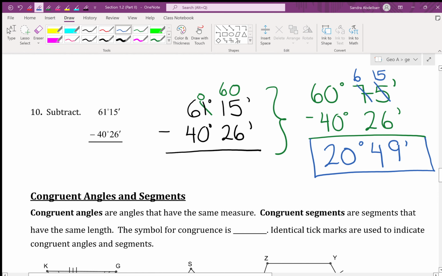Yes? What is it commonly used for? Or is it the apostrophe after the 15? Oh, that represents minutes. That's the markings. You know how the circle is degrees? That represents minutes.